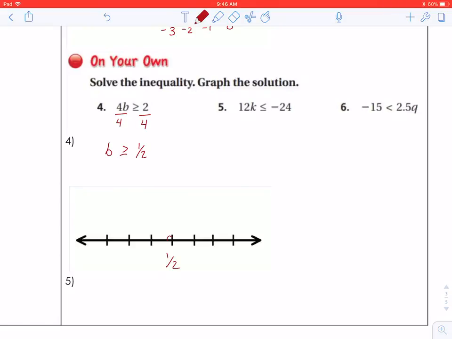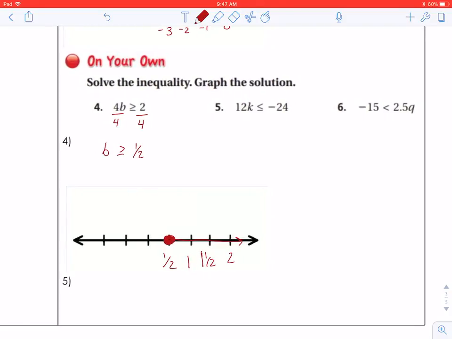And so I can find 1/2 on a number line. B can equal or be greater than 1/2, so I'm going to use a closed circle. And then numbers that are greater than 1/2 go to the right. That includes numbers like 1, 1.5, 2, 2.5, 3, and even other little decimal numbers in there that can be greater than 1/2.